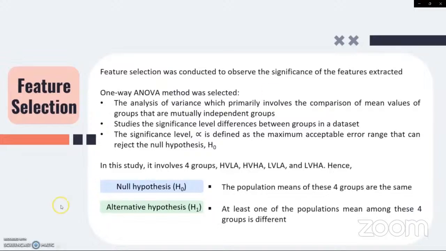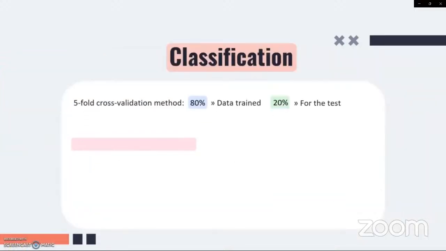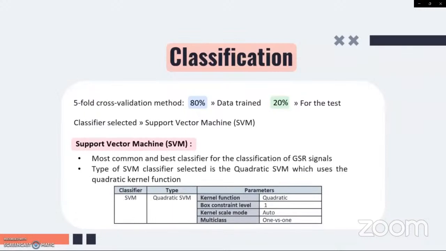For the classification, a 5-fold cross-validation method was applied, where 80% of the data is used for training while the remaining 20% is for testing. In this study, the classifier selected is the support vector machine. It is observed to be the most common and best classifier for the classification of GSR signals. The table below shows the parameters used for the classification.